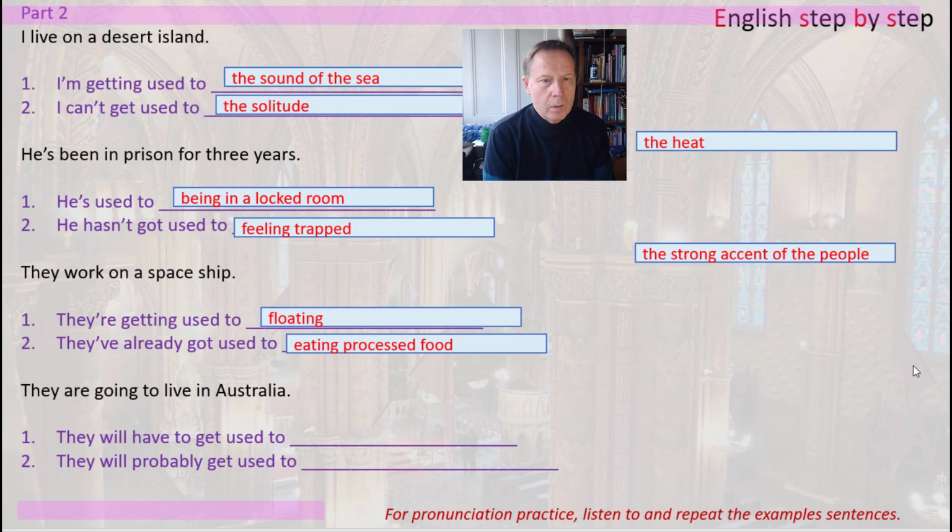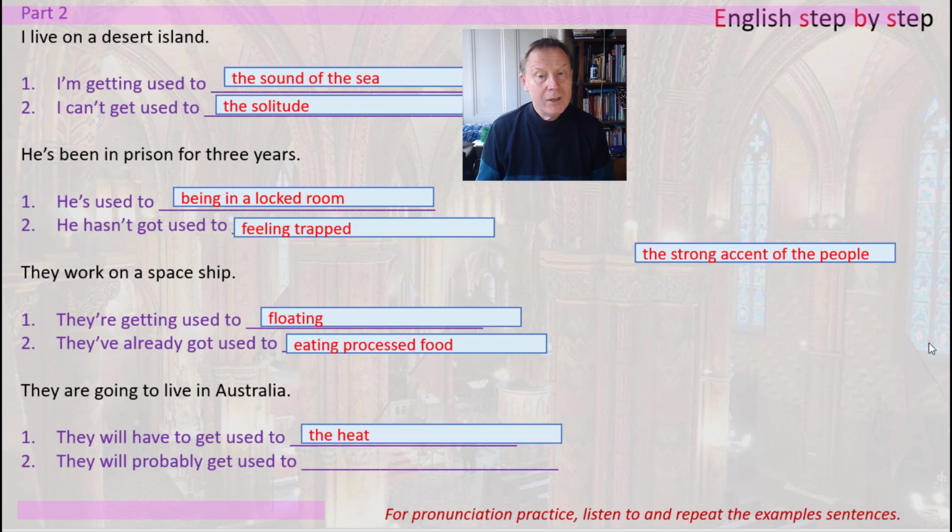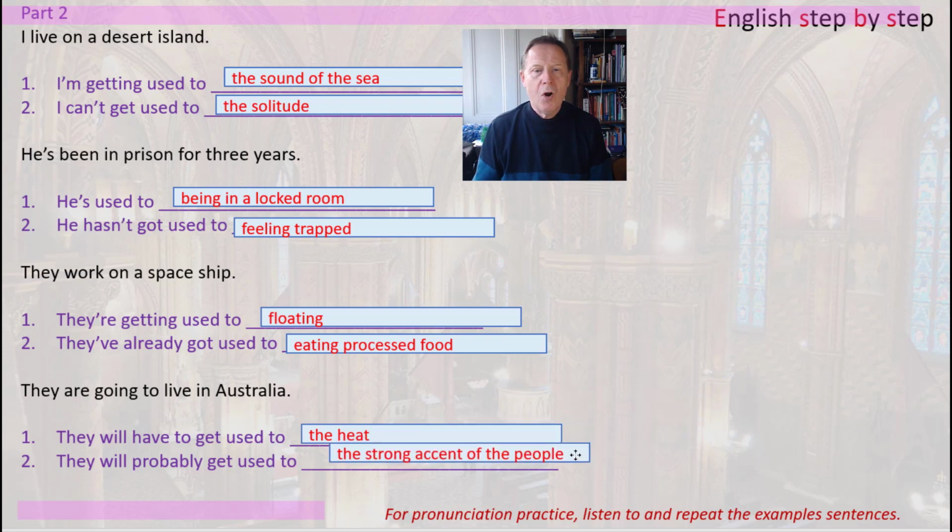Situation number 4, they are going to live in Australia. They will have to get used to, well, the heat, I think, in many parts of Australia. They will have to get used to the heat. They will probably get used to the strong accent of the people there.